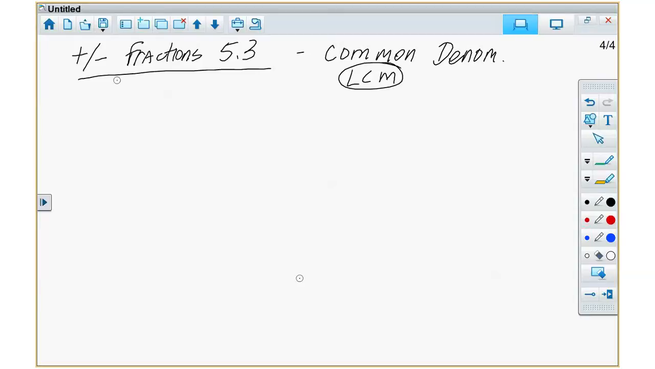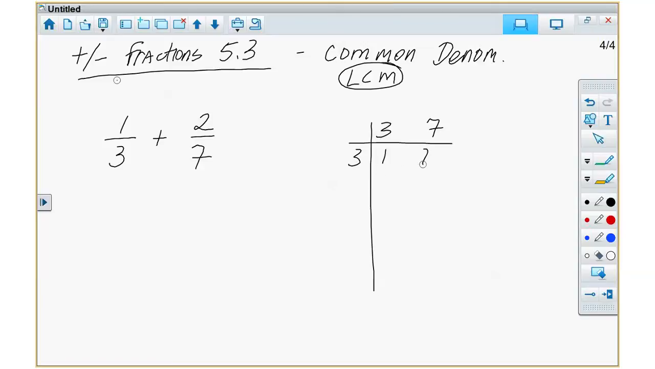So if I give you an easy one, like 1 over 3 plus 2 over 7. Now this one's pretty simple. The reason it's simple is because the denominators are prime. And whenever the denominators are prime, you can do something and get the common denominator. Now I could teach you 5 or 6 different things to do, or I could just teach you one thing and you do it all the time. Okay, I'm going to teach you one thing, and that is find the least common multiple. So 3 and 7. So there's your common denominator.